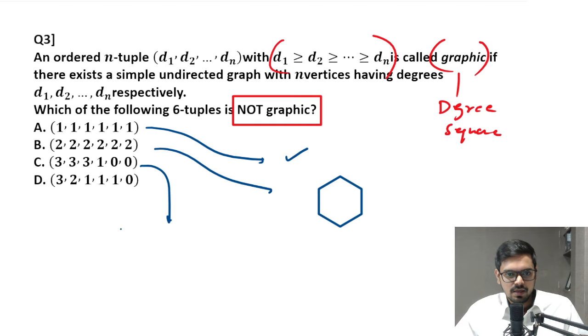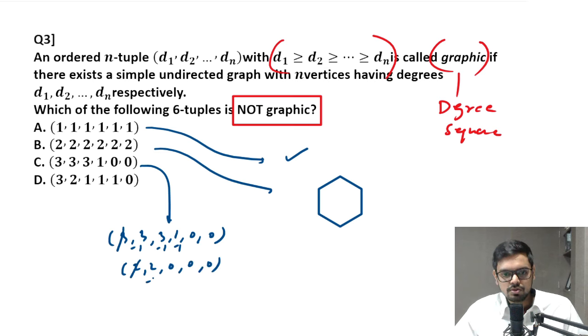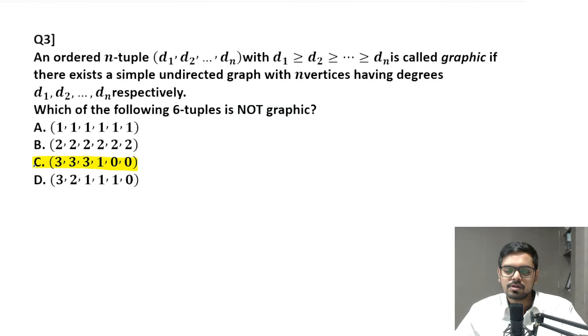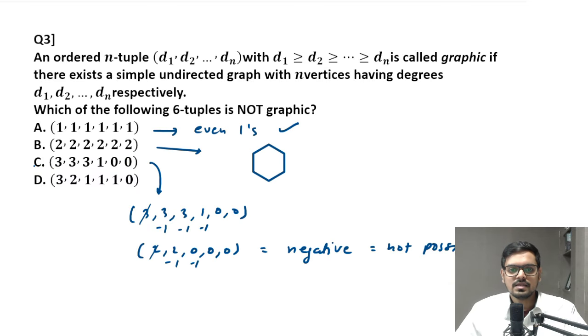We have to use Havel-Hakimi. So 3, 3, 3, 1, 0, 0. Remove this 3, 1 time, 2 time, 3 time. Calculation is 2, 2, 0, 0, 0. Remove this 2, 1 time, 2 time. Oh, you will get the negative degree, which is not possible. So this is not possible, not a degree sequence. Yes, C is not a degree sequence. Done. No need to check for D. Even if you use Havel-Hakimi and check for D, you will get it as a degree sequence.